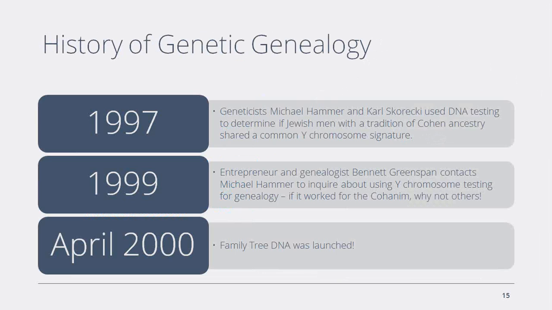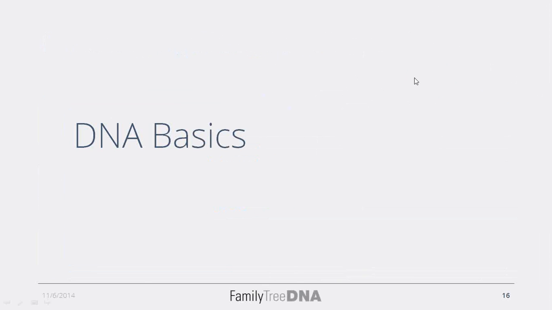So he put together a business plan and worked out a deal with Dr. Hammer's lab to do the testing. And Family Tree DNA was launched a year later in April of 2000. So Family Tree DNA was the first company to bring this commercially to genealogists. There was an organization doing this as a nonprofit ahead of time, I think probably even around the same time, but Family Tree DNA was the first company to start offering this. All right. So that's the basics of genetic genealogy, how it got started, what it is, et cetera.